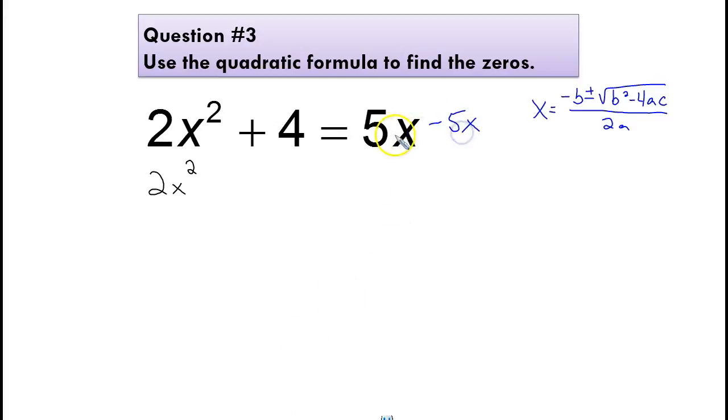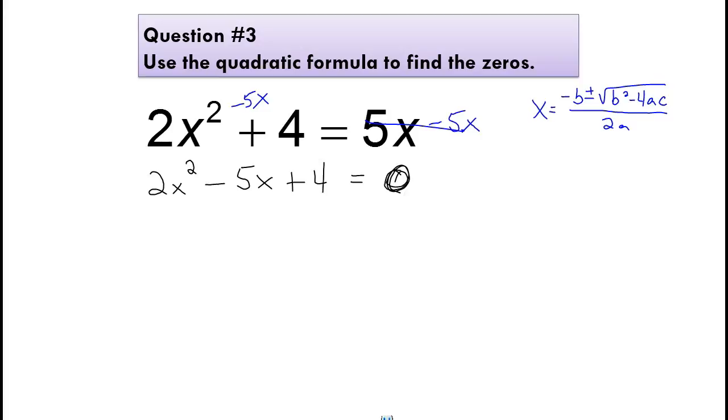Since it's a positive 5x, I'm going to subtract it over to the left side, which will give me an x on the left. So since it was positive over here, I subtracted over. I'm going to have minus 5x and then plus 4. And I want this in descending order, so I'm putting the plus 4, the constant, at the end. And that's all going to be equal to 0 now, which is what we want when we're solving a quadratic. Everything should be on one side, 0 should be on the other side.